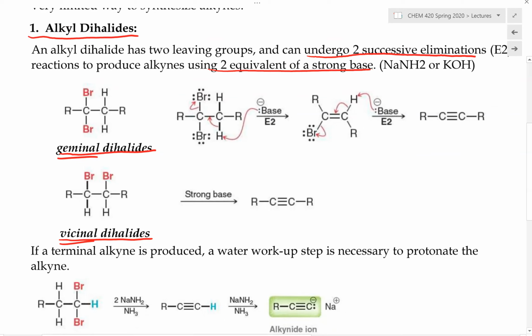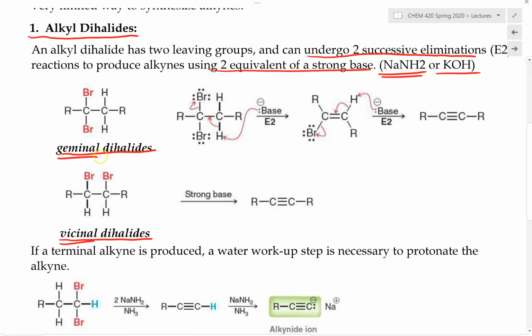And the base that we normally use for this purpose would be sodium amide or potassium hydroxide. Potassium hydroxide would work too, but the reaction rate would be slower compared to sodium amide, because that is a much stronger base. And this is how the mechanism of this reaction would work.